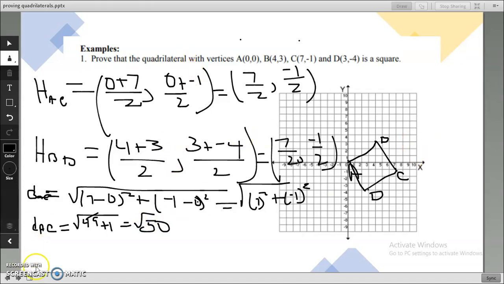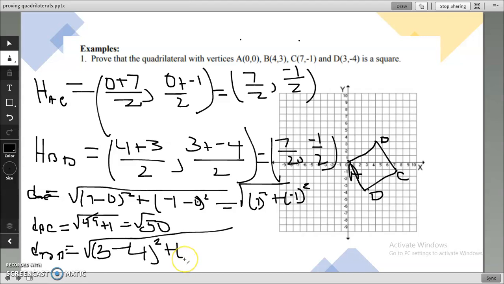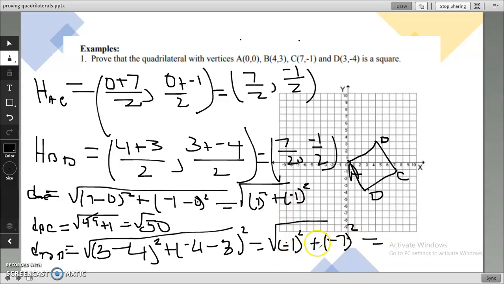Let's see if BD is equal. X2, which is 3, minus x1, which is 4, squared, plus y2, which is negative 4, minus y1, which is 3, squared. That gives me 3 minus 4 is negative 1, squared, plus negative 4 minus 3 is negative 7, squared, and that does in fact give the square root of 50. So the diagonals are equal.